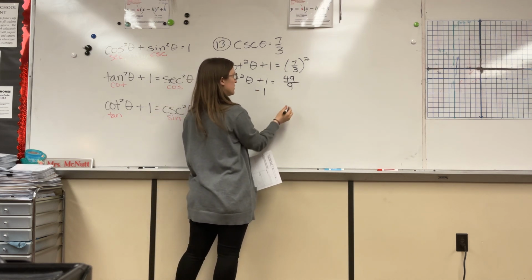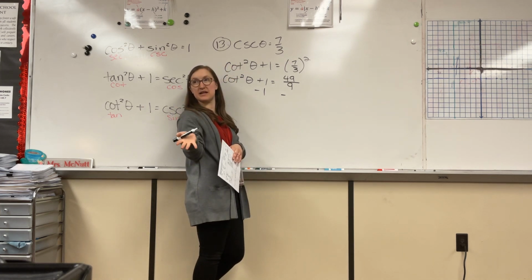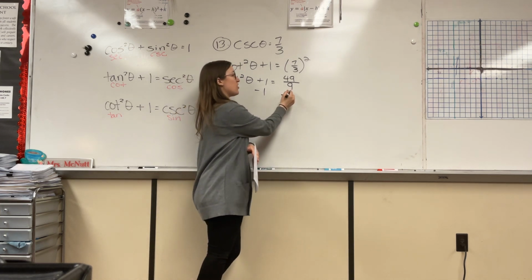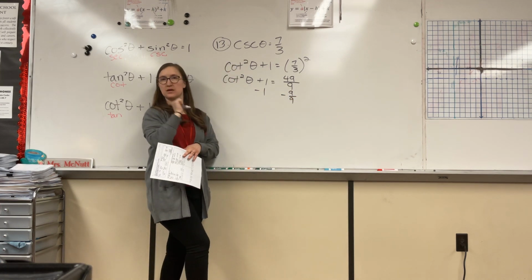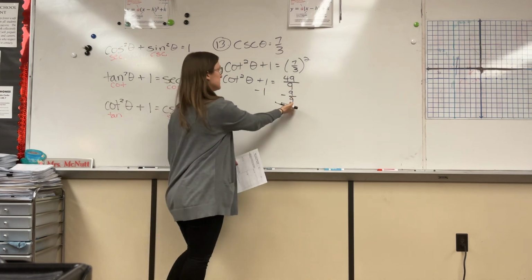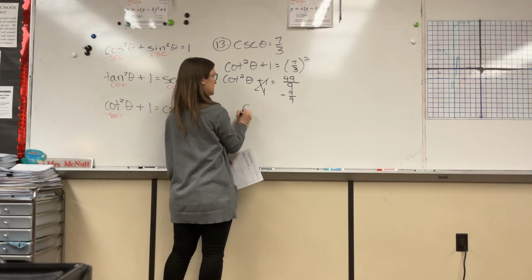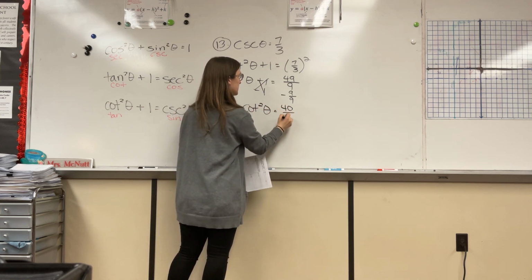I'm going to subtract 1 from both sides, but when I subtract fractions, I want to have a common denominator. So I'm actually going to call this 9/9 instead of 1. So it's the same quantity, it's still 1. I'm just writing it in a way that makes it easier for me to subtract. So this cancels here. I have cotangent squared theta equals 40/9.